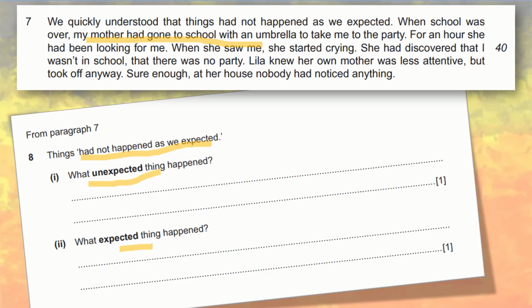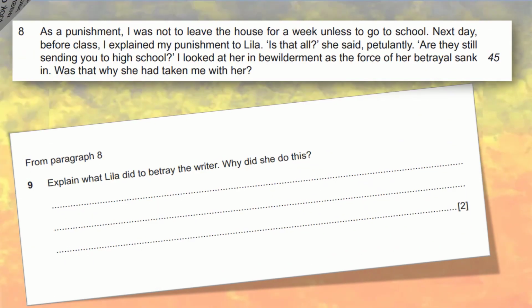Now the last part: "As a punishment I was not to leave the house for a week." She was detained for a week, unless to go to school. "Next day before class I explained my punishment to Leela." As soon as she was back she told it to Leela. "Is that all?" she said petulantly. "Are they still sending you to school?" "I looked at her in bewilderment as the force of her betrayal sank in. Was that why she had taken me with her?" So this was her plan, that the writer's parents wouldn't let her go to the high school.